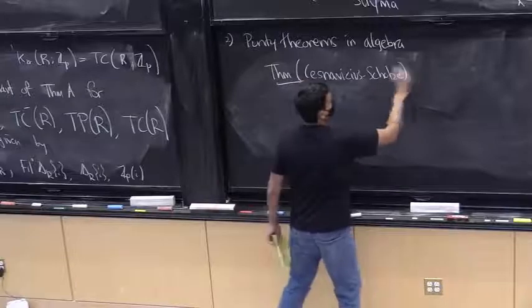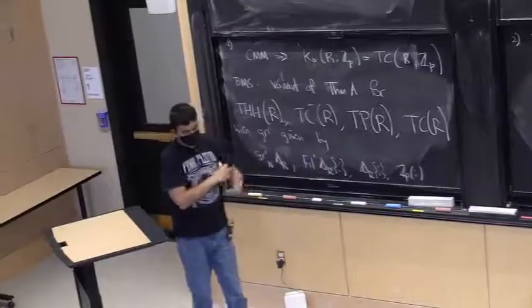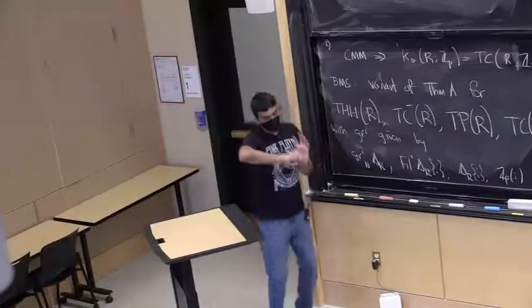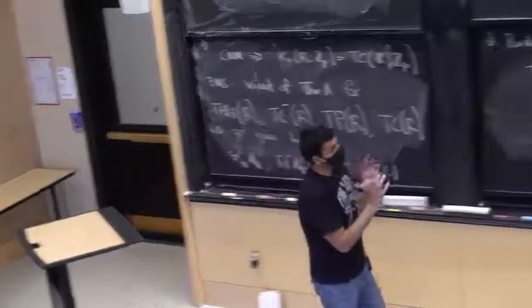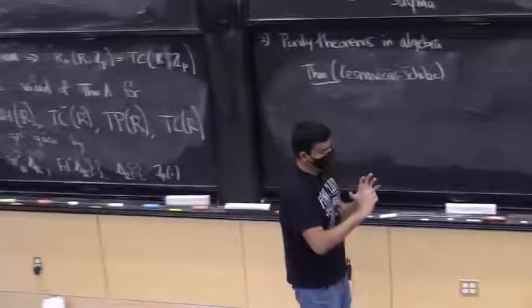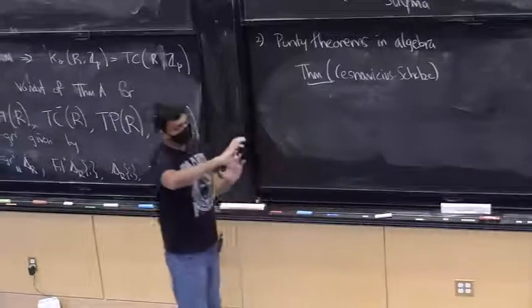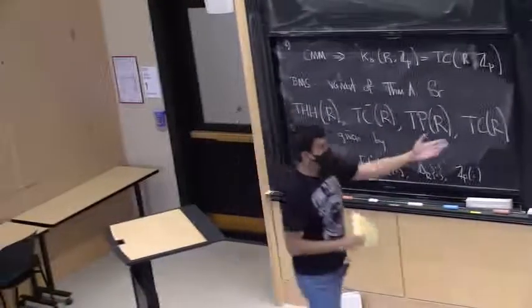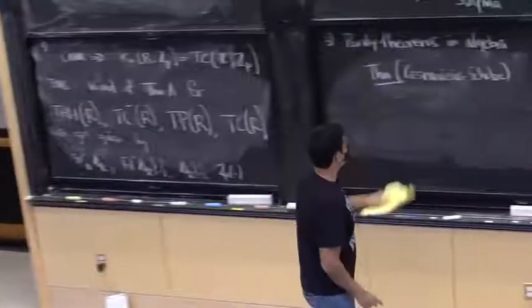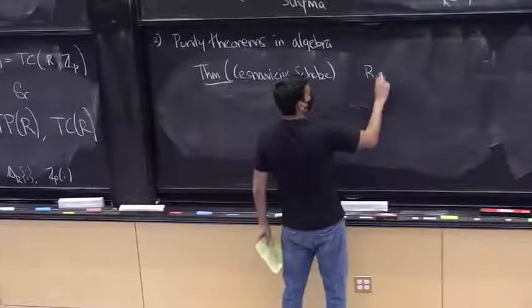And the statements concern what happens to Picard groups or Brauer groups when you remove small codimension subsets. So if everything was as nice as possible and things were like manifolds, you would expect that low degree cohomology should not be affected if you remove something of very high codimension. And this is a version of that result in algebra. And so here's the statement.